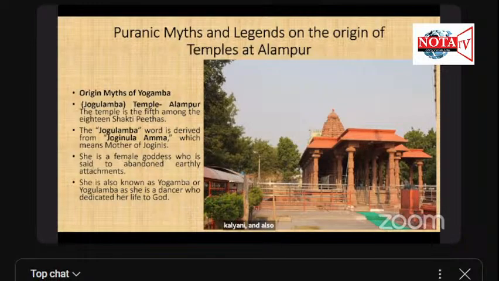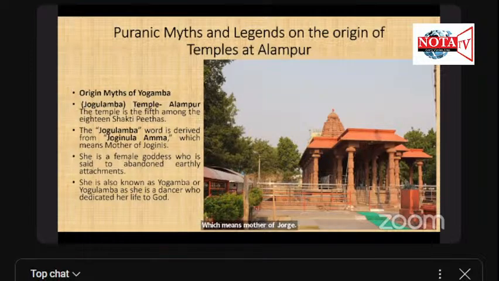Now coming to the Puranic myths and legends on the origin of these temples at Alampur. The Jogulamba temple is the earliest temple, and there is a myth about how this temple came up. The word Jogulamba is derived from Joginula Amma, which means mother of Joginis.